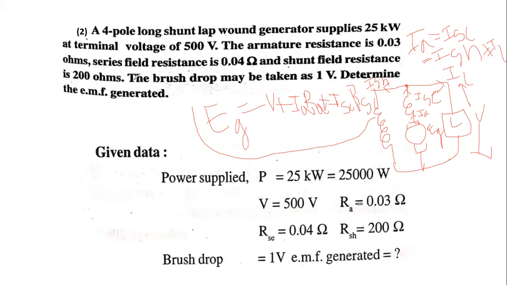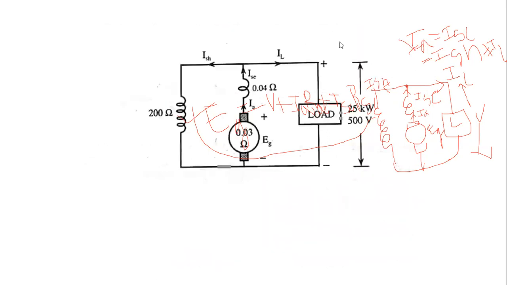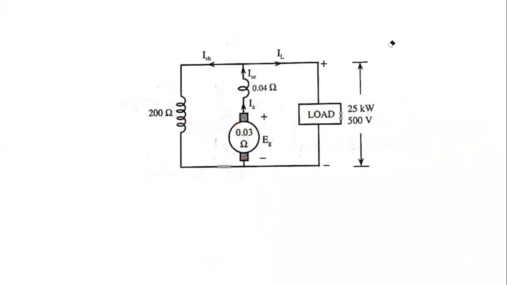Then substitute all the values in this formula. Understand? This is the long shunt compound generator, this is the voltage equation for it, and this is the current equation for it. Then substitute each and every value in this figure. This is the diagram for the long shunt compound generator.